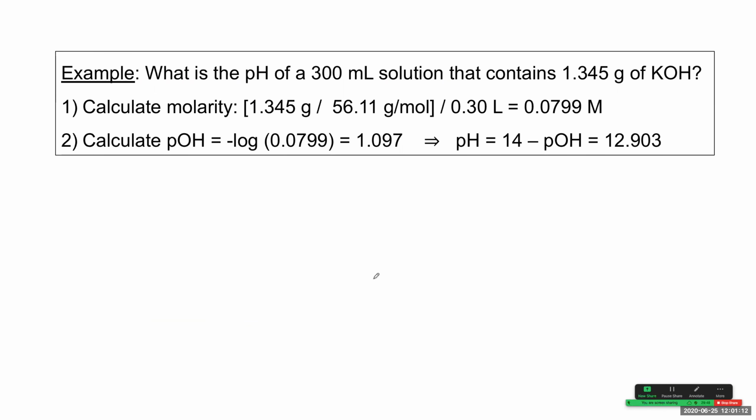Well, I do have an example of what's the pH of a strong base. What is the pH of a 300 ml solution that contains 1.345 grams of KOH? To calculate, we have to calculate the molarity first. So we have 1.345 grams divided by 56.11 grams per mole. This gives us our number of moles.